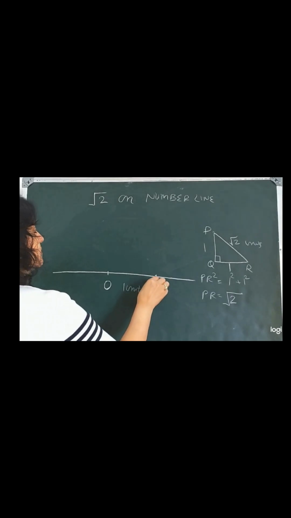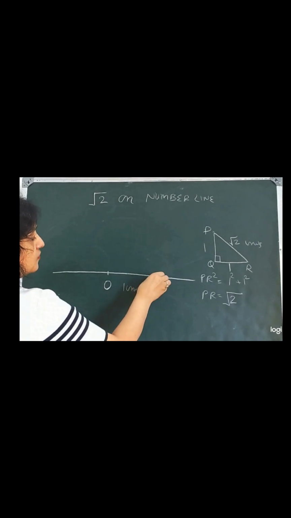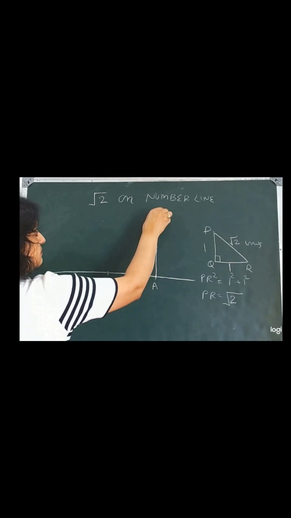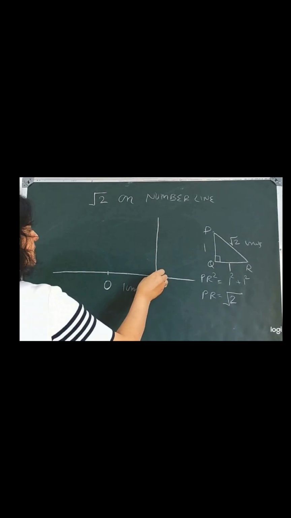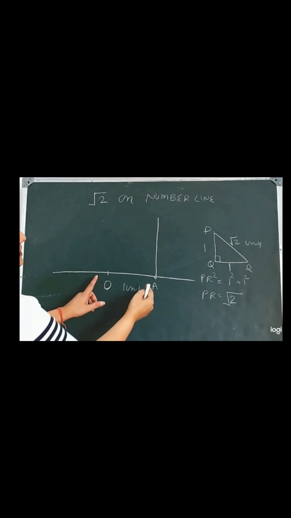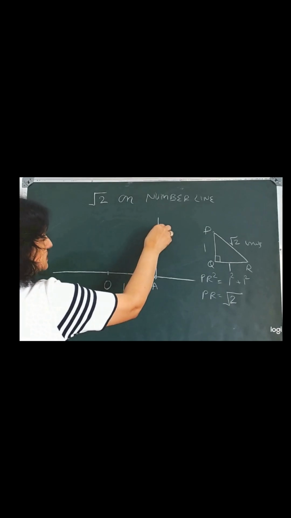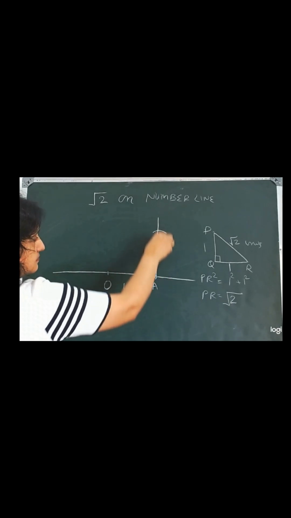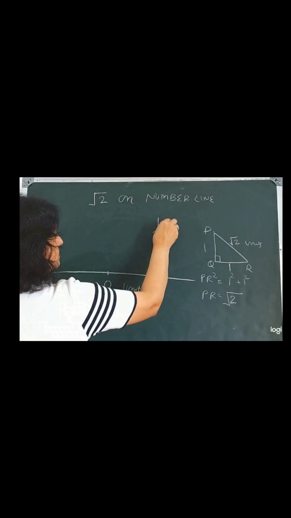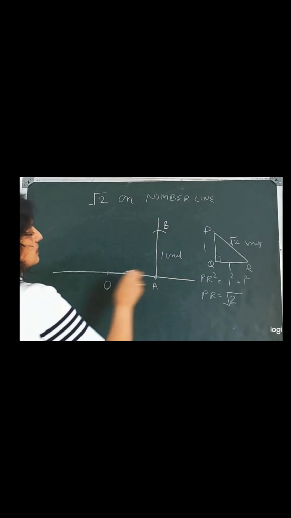Then call it point A and draw one perpendicular from point A, means make 90 degrees. So this is a perpendicular. Consider A as the center, and exactly take a radius of 1 unit and mark 1 unit distance on this perpendicular. Call it some point B. This is also 1 unit.